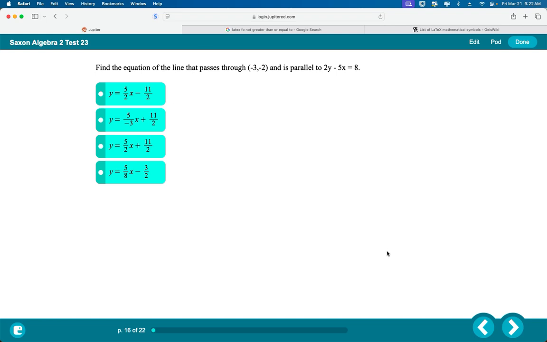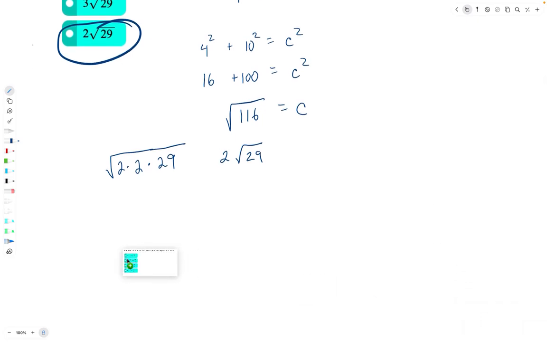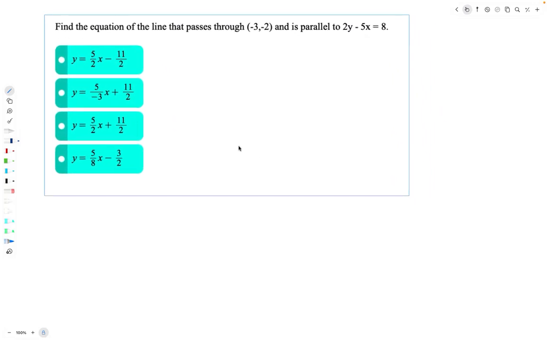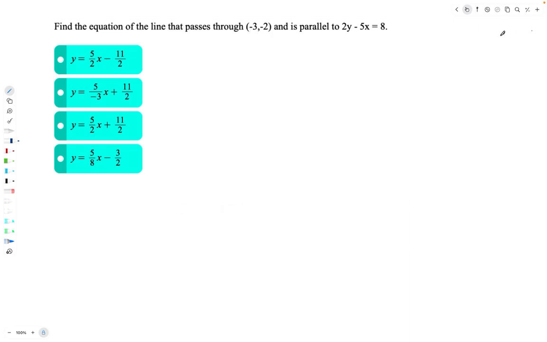So this is 16. Find the equation of the line that passes through these points. I'm going to go ahead and do the same thing I did before and drag this over into this other one right here. Let's scroll this up and then we'll walk through it. All right, so we're going to find the equation of the line that passes through this point and is parallel to 2y minus 5x equals 8.